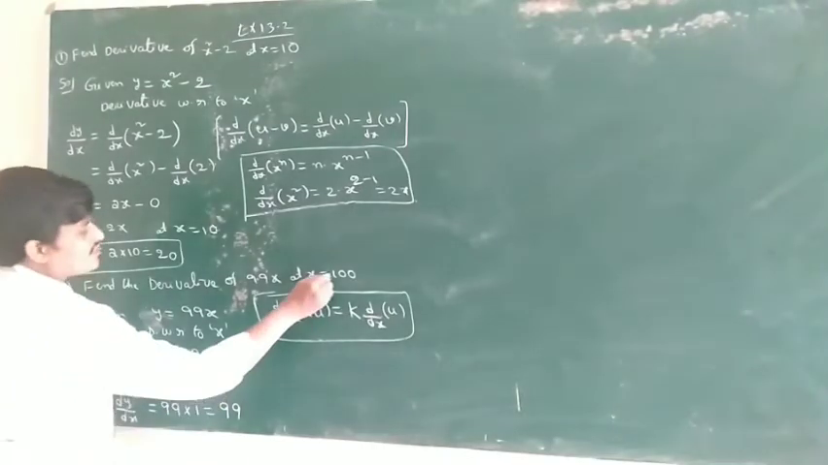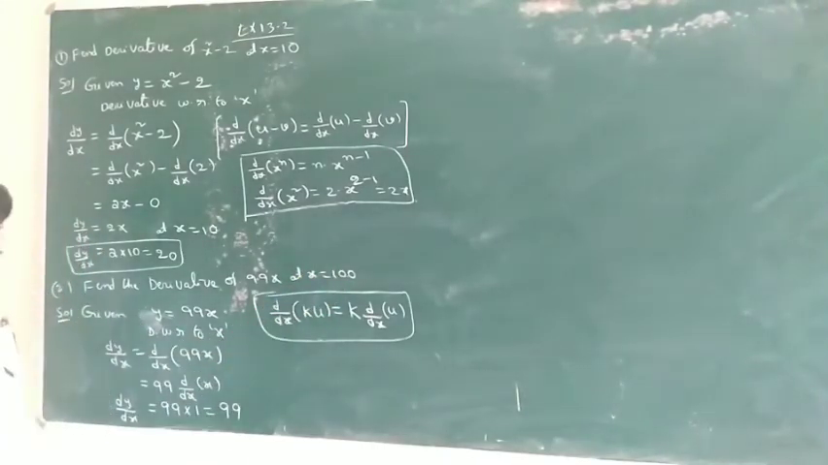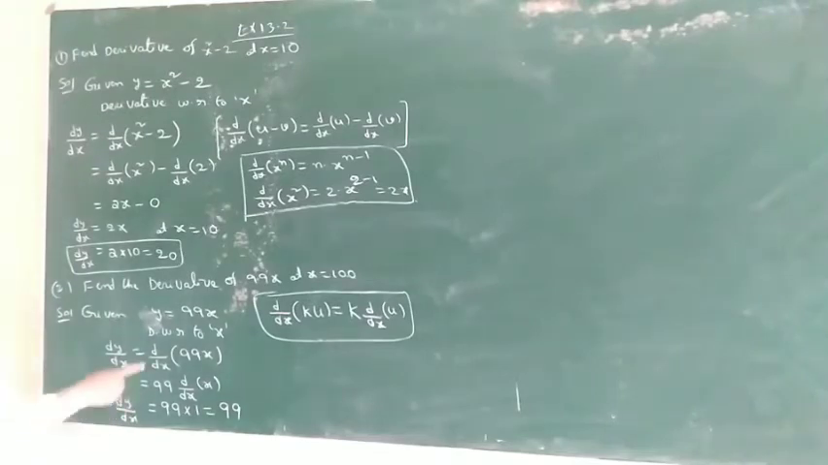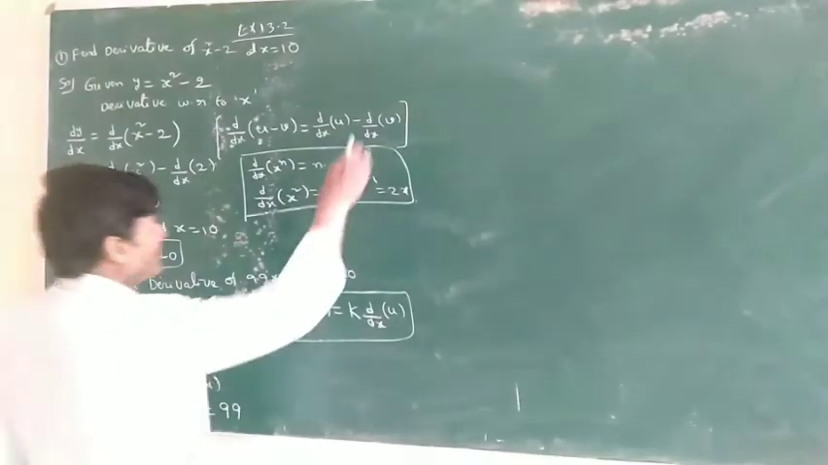So at x is equal to 100, here there is no x. In the earlier one, x square minus 2 has derivative 2x, so we substitute x and calculate the answer, x is equal to 10. Here dy by dx is equal to 99, there is no x, so we do not substitute x is equal to 100. It need not be used, not necessary. Okay.